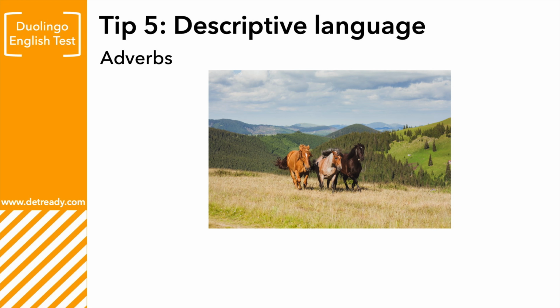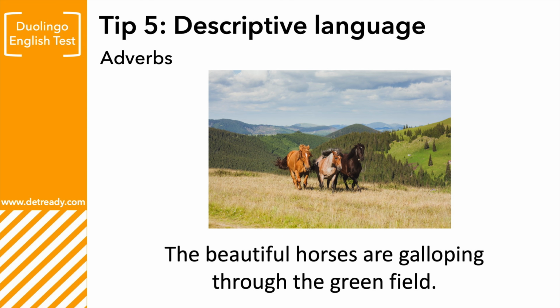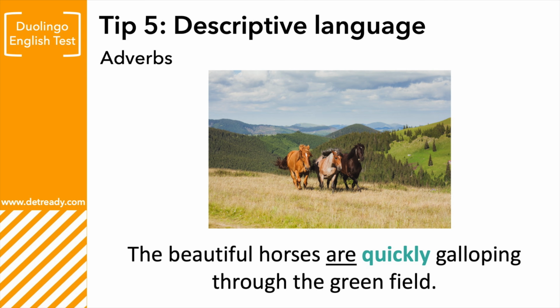You can also use adverbs as well. Remember, adverbs modify a verb. They give more information about the verb. Let's take a look at some examples. This photo, the beautiful horses are galloping through the green field. With an adverb, you can say, the beautiful horses are quickly galloping through the green field.